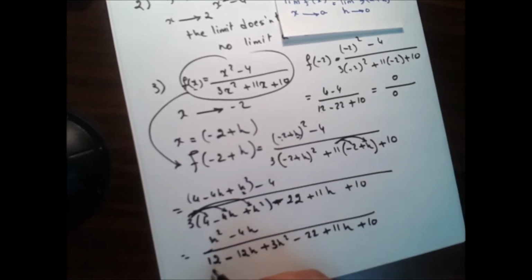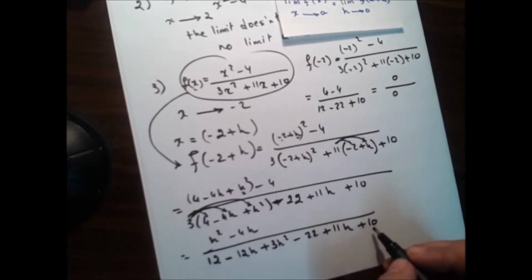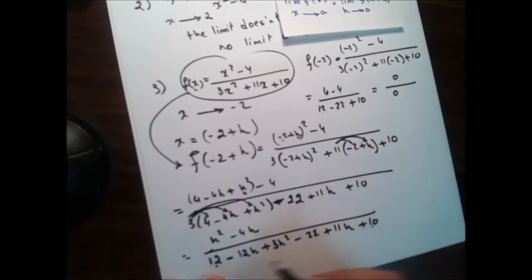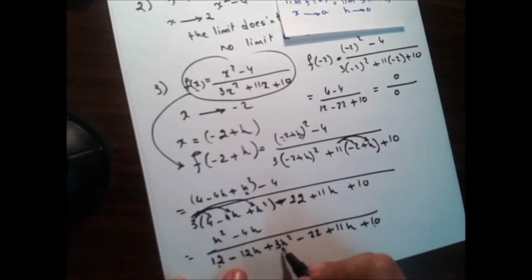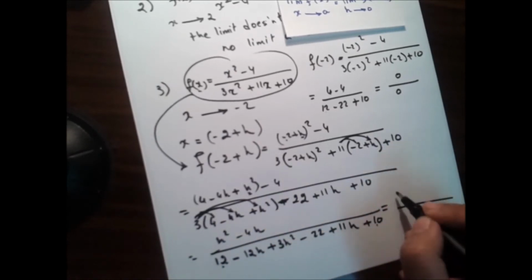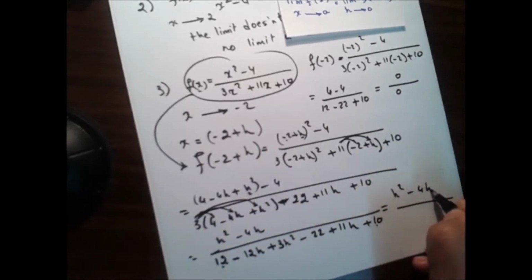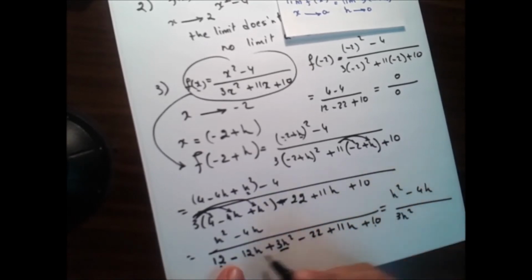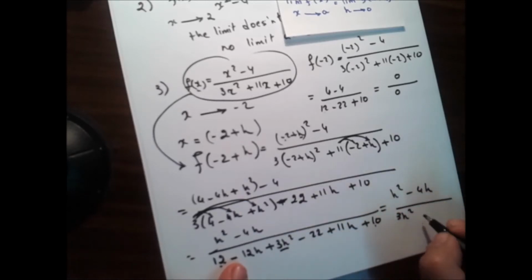Now simplify. 10 and 12 to be 22, minus 22 to be 0, and the term is cancelled. Now start by the higher power of h. This is equal to h squared minus 4h, and down start by h squared. So 3h squared, then minus 12h plus 11h to be negative h.